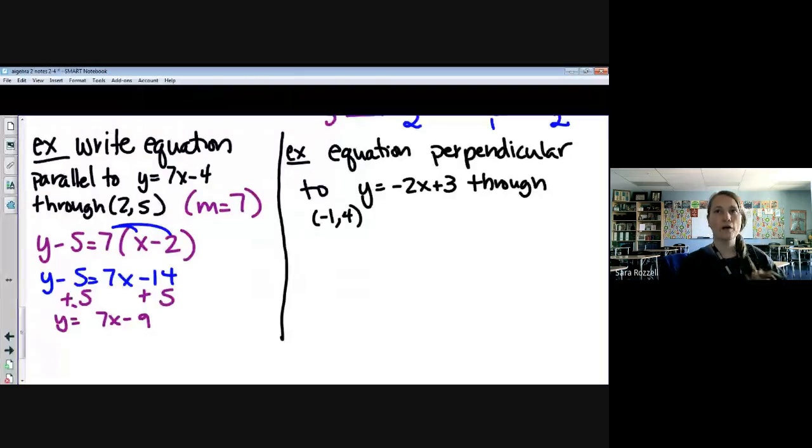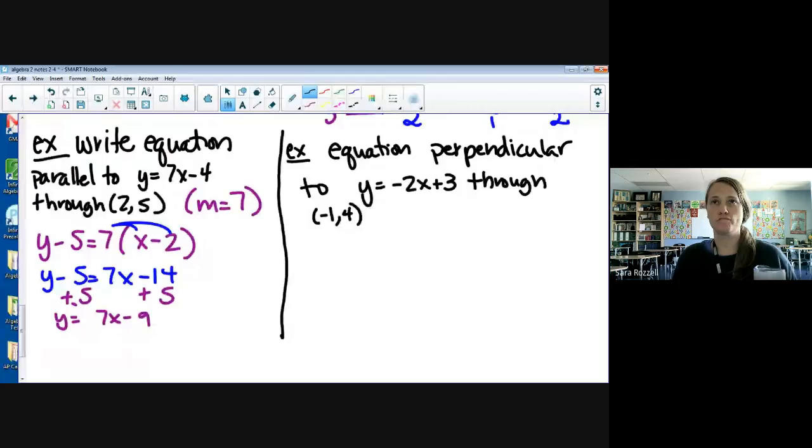So we did a parallel problem. Now we're going to work a perpendicular problem just to see what the difference between those two are. Remember, perpendicular means whatever slope you had, you want to flip it over and change the sign. Okay? So what was the original slope in the line they give us, what was the original slope?